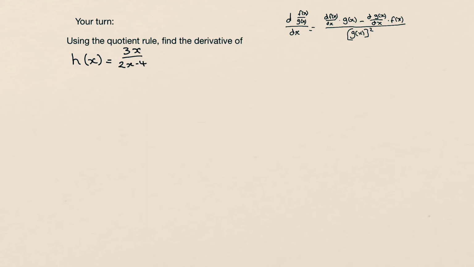Okay, now it's your turn. So use the quotient rule to find the derivative of h(x), which is 3x divided by 2x minus 4. Pause the video now, and then restart it again when you're ready for the solution.